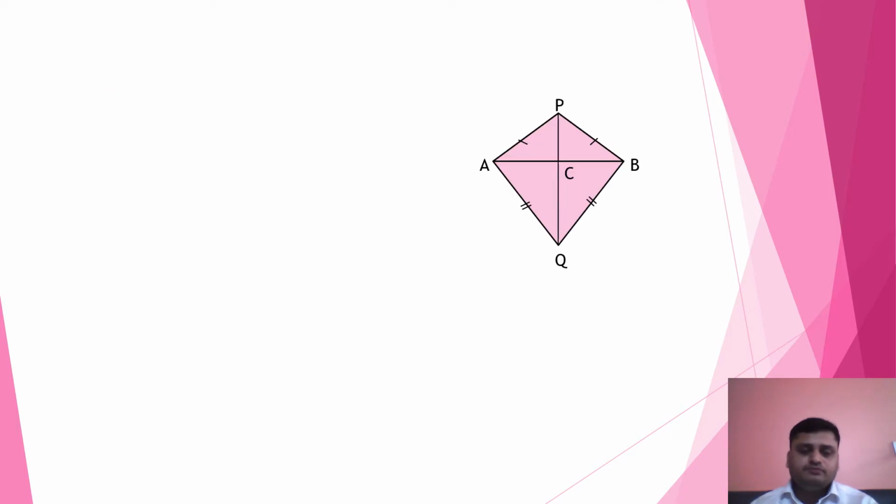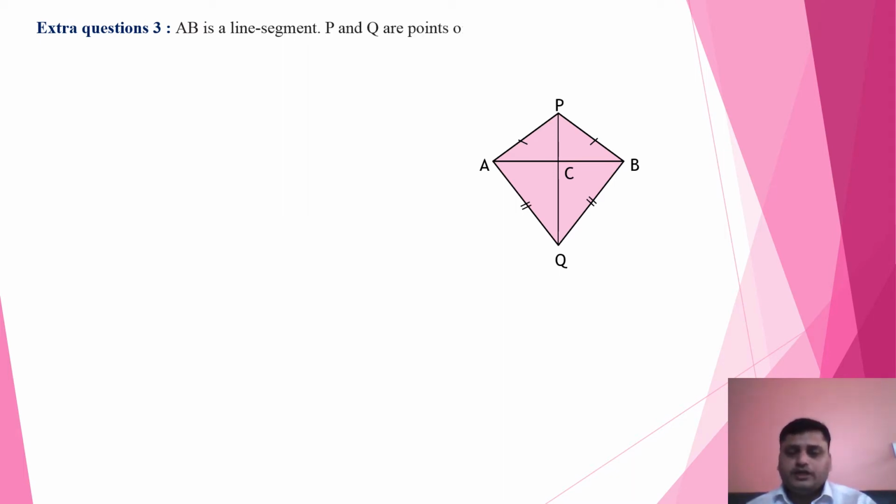You can see this is the figure, and in this figure it is given that PA and PB are equal. So this is another question that I have taken, so that it will be clear to you how to use and where to use which type of congruency criteria. So here one line segment is there which is named AB. After that P and Q are points which are equidistant from points A and B. That is only mentioned.